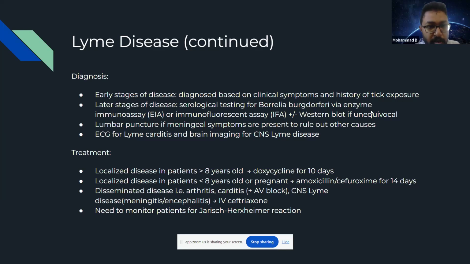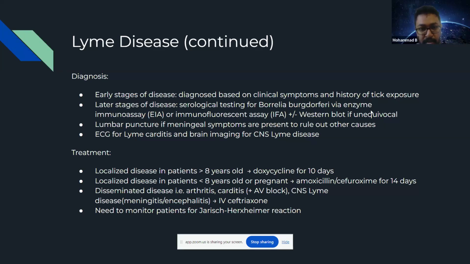And in cases of people with Lyme disease, if they are presenting with meningeal symptoms, what we do is we perform a lumbar puncture to rule out any other causes. The treatment for Lyme disease is usually doxycycline. So if a patient is above 8 years old, we can safely give them doxycycline.